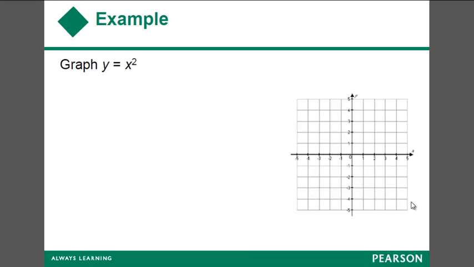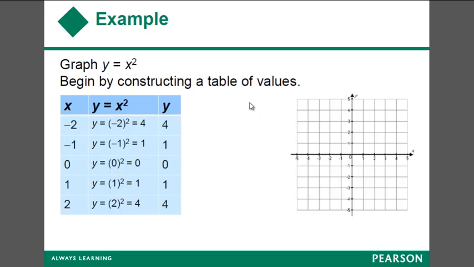I also want to look at being able to graph equations, such as y is equal to x squared. This is not a linear equation. This will be what we call a parabola. But when we look at it, we want to create an xy table and be able to plot points. So we construct a table of values. I choose values for x, and I have chosen -2, -1, 0, 1, and 2, and I'll plug those in for my x and solve for my y.